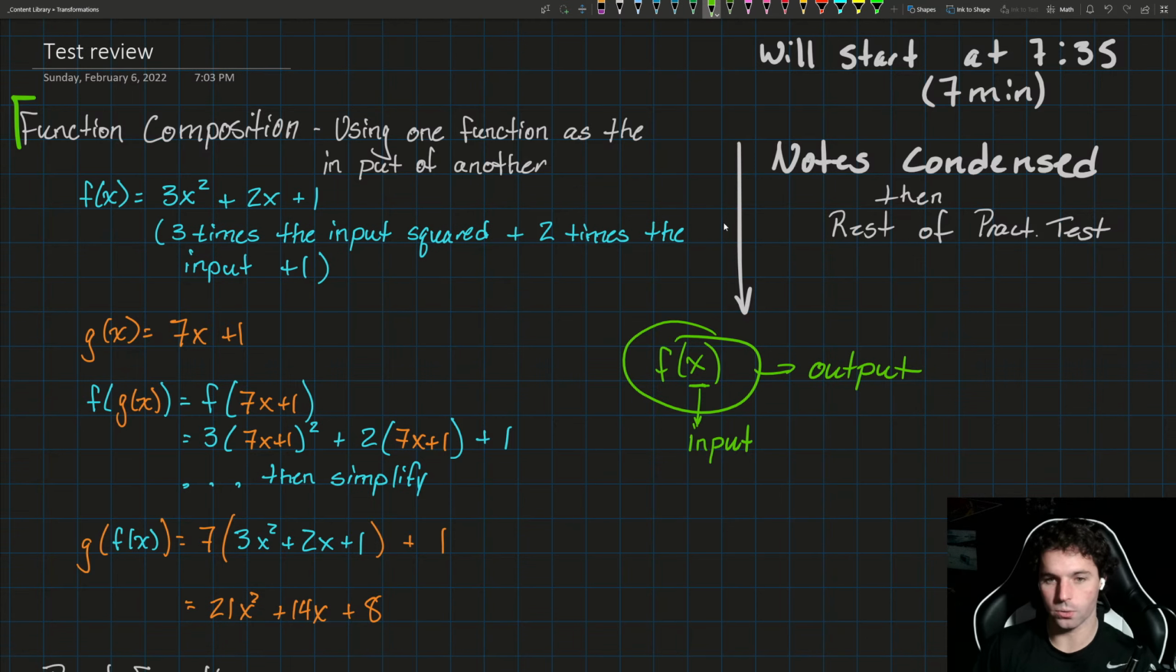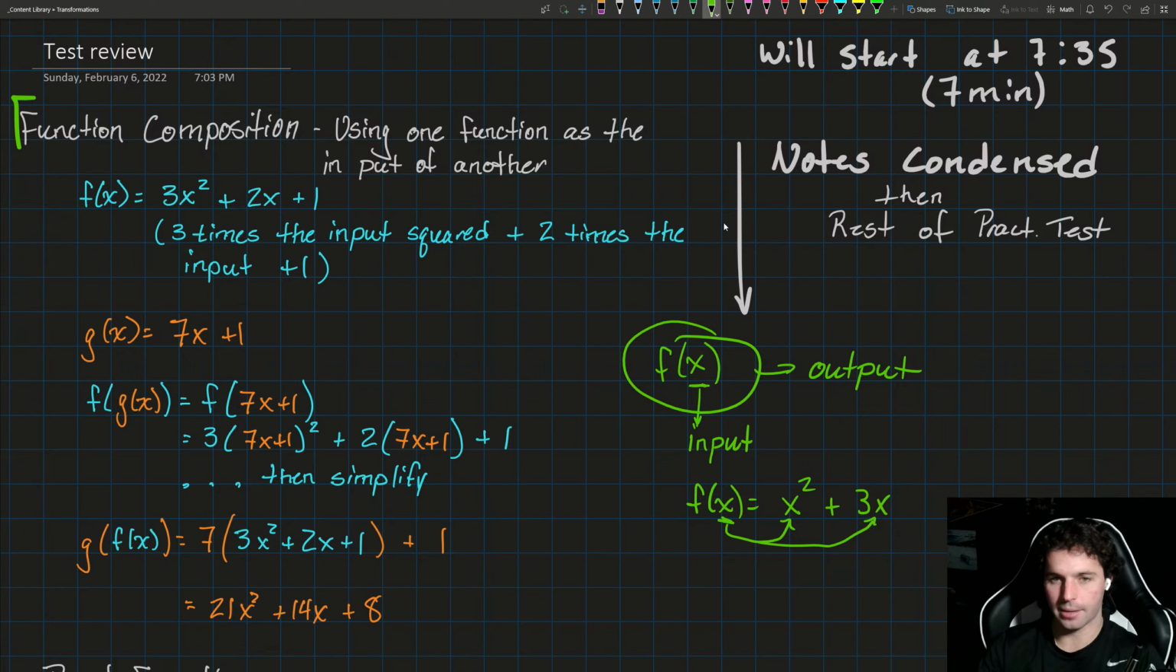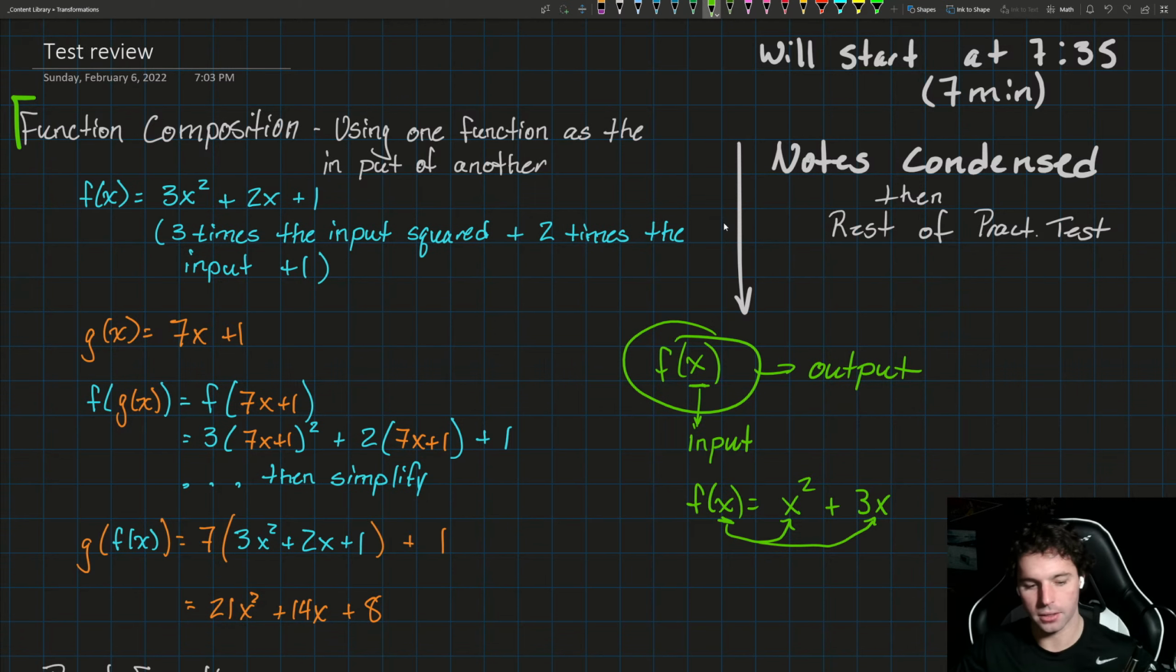Okay, so let's say we did know what f of x is. f of x is x squared plus 3x. x tells us what we're inputting into the algorithm, right? The algorithm is you square it and then you add 3 times that input. So that's what we're doing. In this case, I'm going to try and zoom in here.